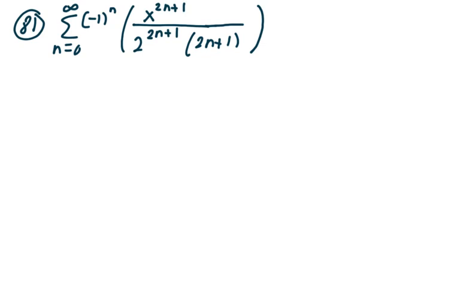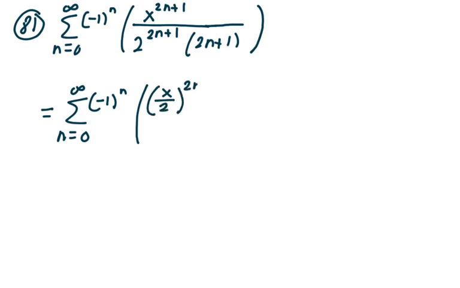Now, there's a couple things we need to take a look at. Now, I'm going to write this as the summation from n equals 0 to infinity of negative 1 to the n times. Now, I'm going to get x over 2 raised to the 2n plus 1, and I'm going to take that and I'm going to divide by 2n plus 1.